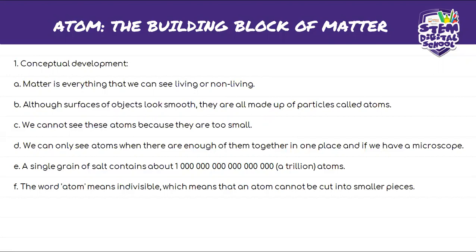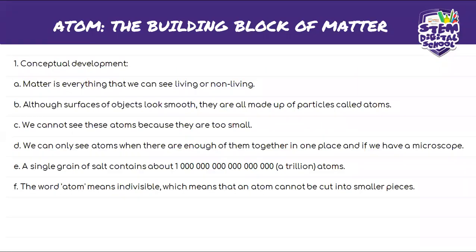See, we cannot see these atoms because they are too small. We can only see atoms when there are enough of them together in one place, and if we have what? A microscope. So you must take note. We are saying they are small indivisible particles. So what it means is that individually we cannot see them, but when they are put together, then we can use a microscope and see them.